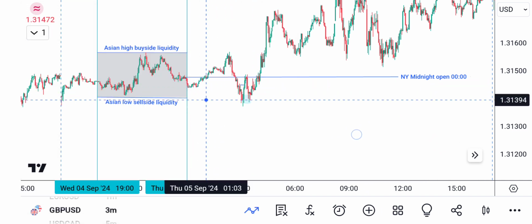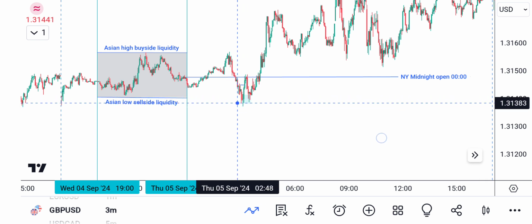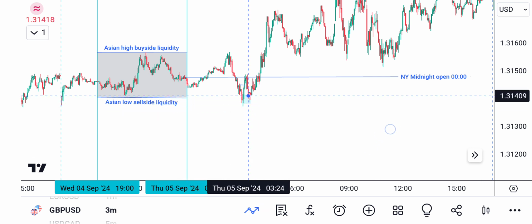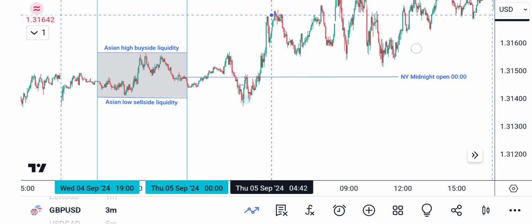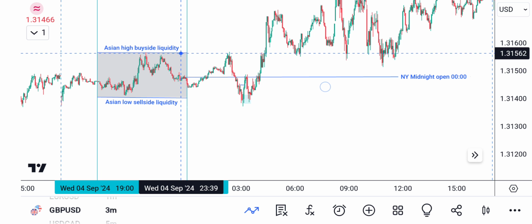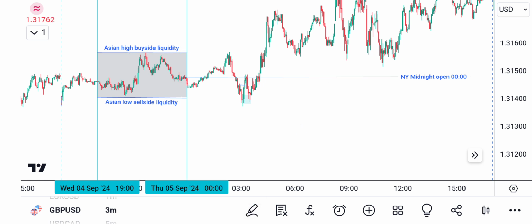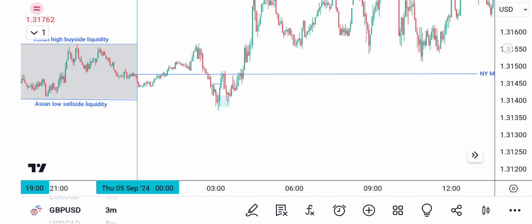See, just with this small run on stops here, that is already a run on sell side liquidity. And then look at what happened. They distributed higher, targeting what? The Asian high, buy side liquidity. Is this clear? I hope it is very clear. It's not as complex as you think.